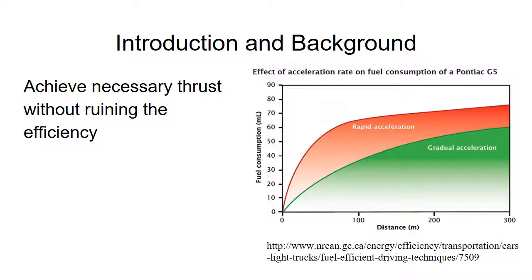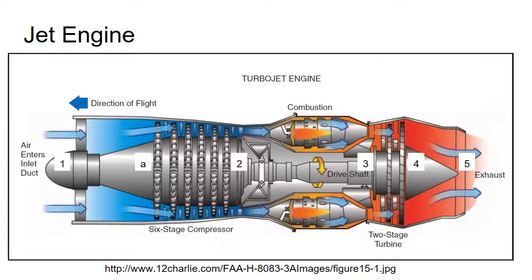An introduction to the background. A higher acceleration rate would result in a higher fuel consumption. So my goal is to achieve necessary thrust without ruining the efficiency of the jet engine. Here is a plot of the jet engine. I will be focusing on the analysis for the combustion chamber, which is the part between 2 and 3.